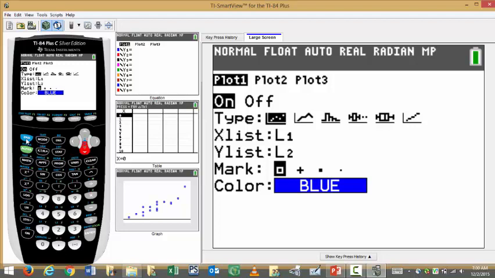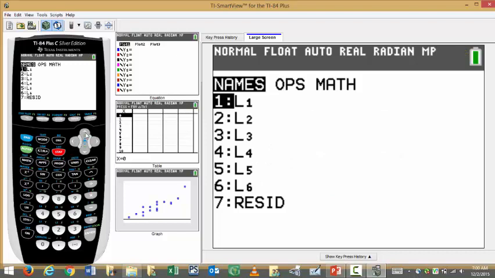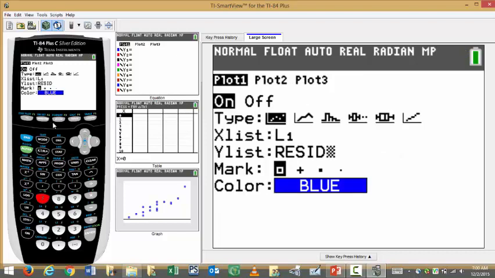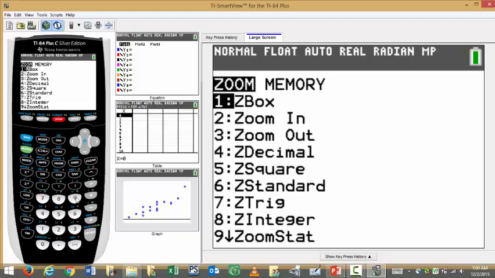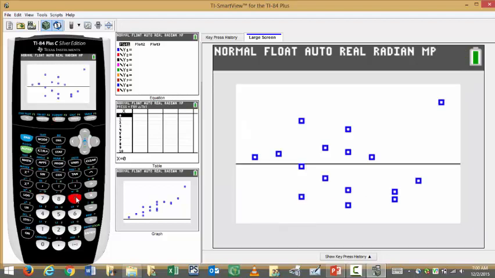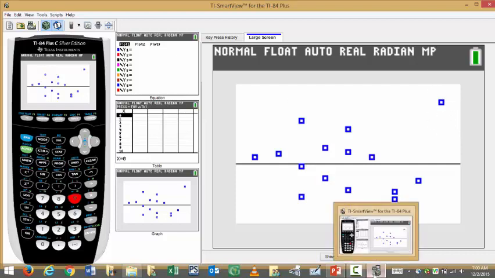And so we do L1 versus, if you hit second list, since I've done the line of best fit, I've got the residual sitting there. And now go back to zoom, push number 9. Now we can see there's a good scatter. There's not really a pattern. So this looks like a good residual plot. Maybe a potential outlier here, and that's that same outlier, but not enough to make me really concerned with it.